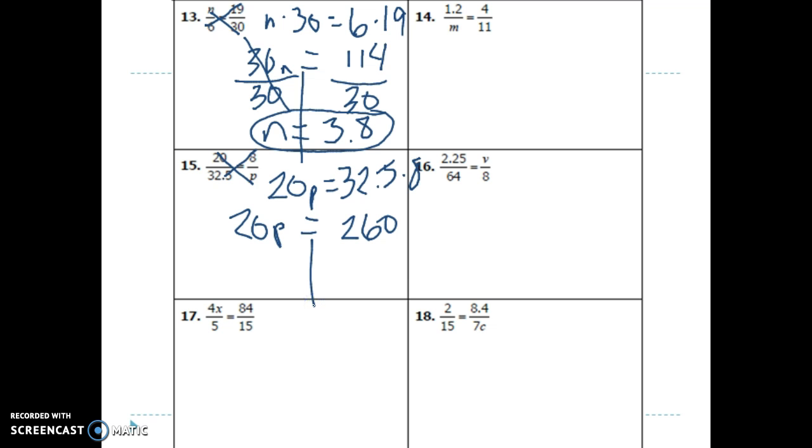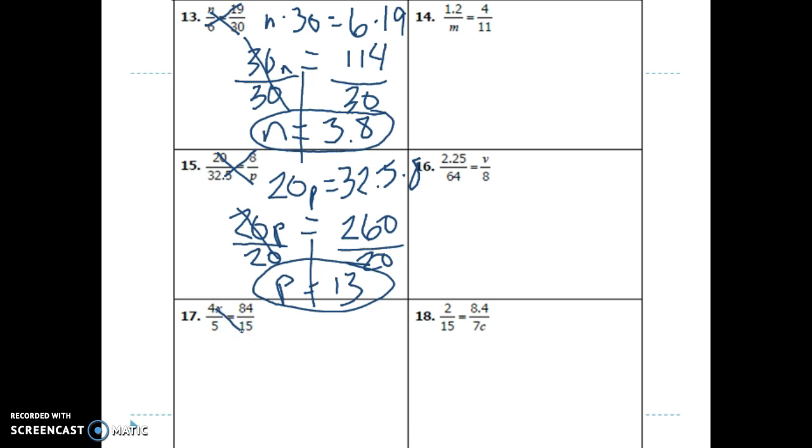Here's our line, there's our equal sign. To get p by itself, divide by 20. So p equals 260 divided by 20, which is 13. P equals 13. Okay, last one.